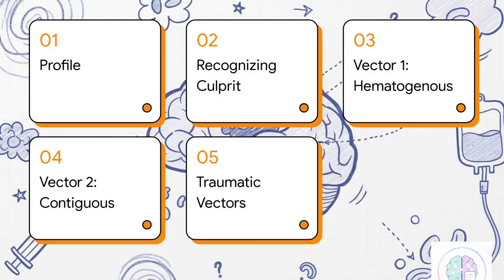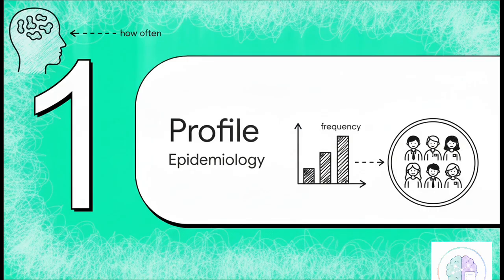So, here's our roadmap for today. We'll start by building a profile of a cerebral abscess, figure out how to recognize the culprit, and then we're going to track down the major vectors: hematogenous spread, contiguous spread, and finally, traumatic and surgical vectors. All right, part 1. The profile of a cerebral abscess.